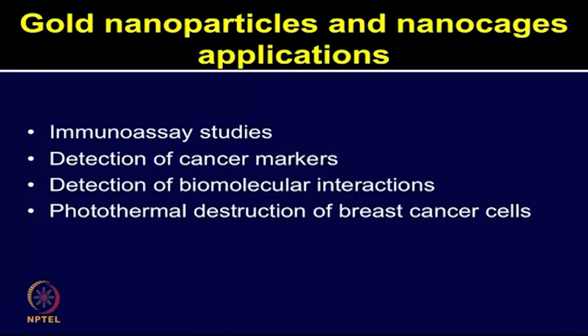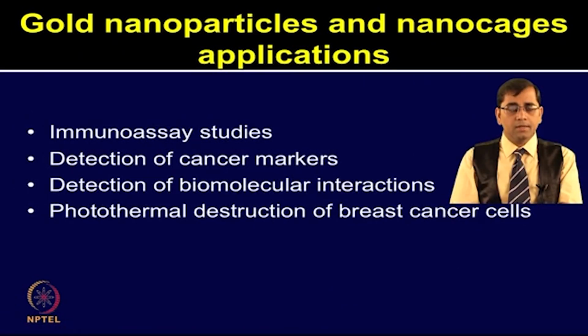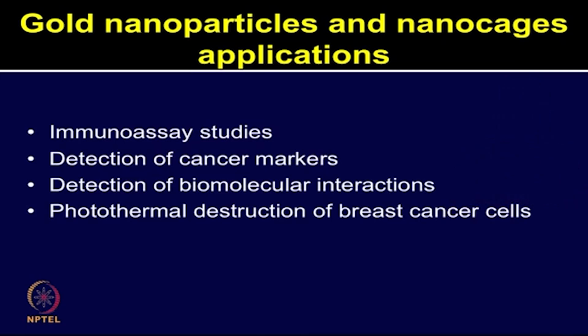The gold nanoparticles and nano cages have shown applications in a variety of fields, specifically in proteomics. They have been used in immunoassay studies, detection of cancer biomarkers, and detection of various biomolecular interactions, as well as photothermal destruction of breast cancer cells. These applications have been demonstrated in some of the published studies, which have shown the potential of using gold nanoparticles and nano cages for various proteomic applications.